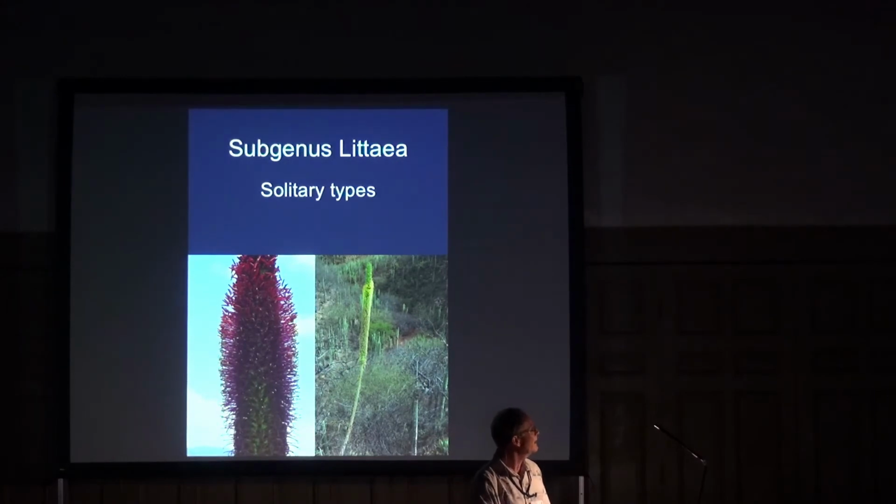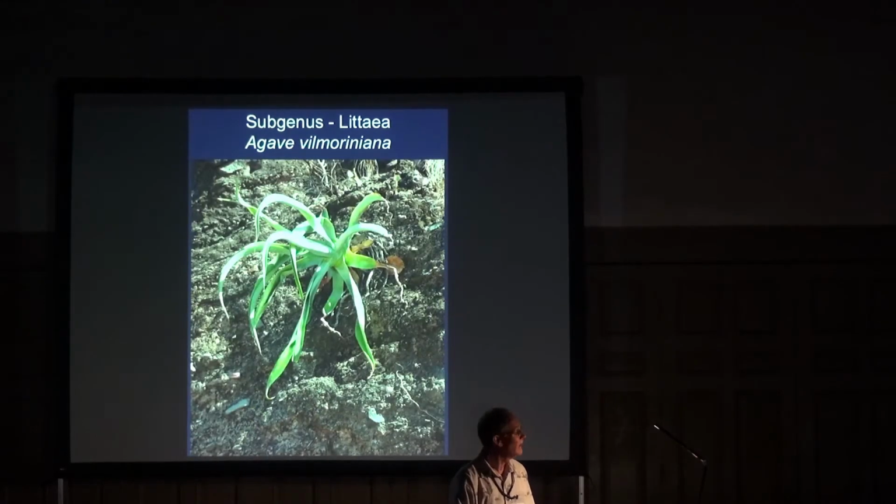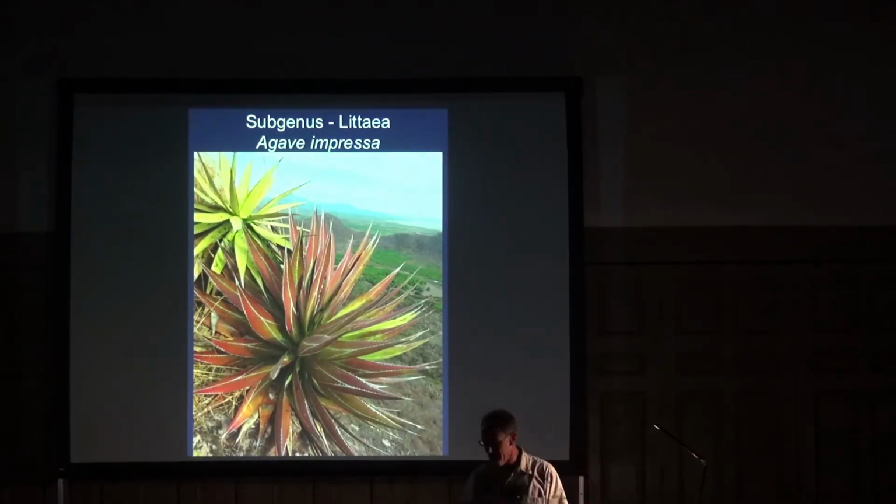And then in subgenus Lidii, we have some solitary types as well. Agave shedigra is solitary in habitat. Agave vilmariniana, now it was referred to as a sad-looking specimen. I love this look on there. I'd love to be able to grow one that looks like this. We bring it into cultivation, all the leaves grow upright, and they look completely different and not as attractive as this does. Then Agave impressa is typically solitary in habitat as well.